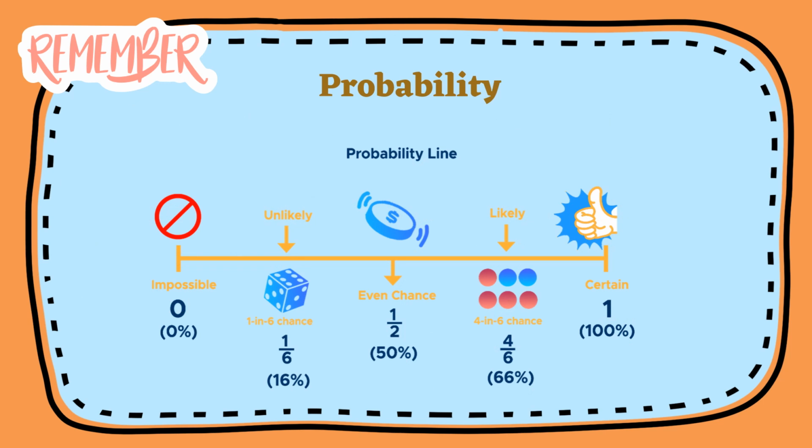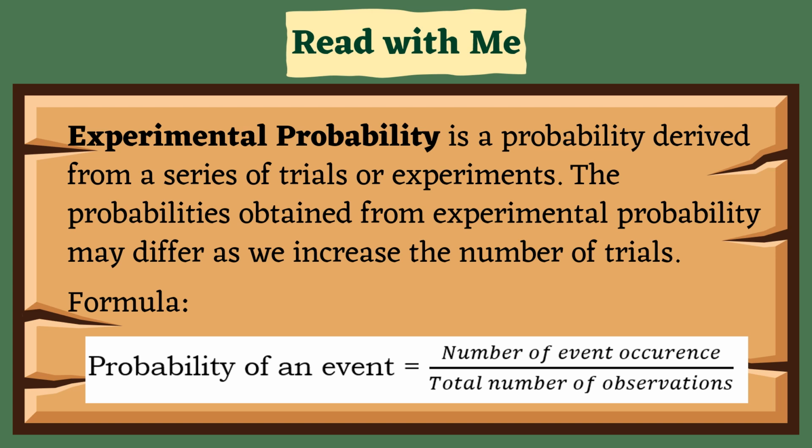This figure illustrates that impossible events have zero probability and a certain event has 100% probability, or 1. Even chance has 50% probability, such as in tossing a coin, wherein we have an even chance of having a head or a tail. We have two types of probability, one of which is experimental probability. So read with me as we define the following terms.